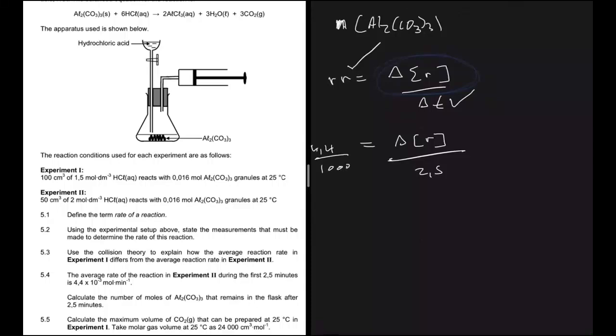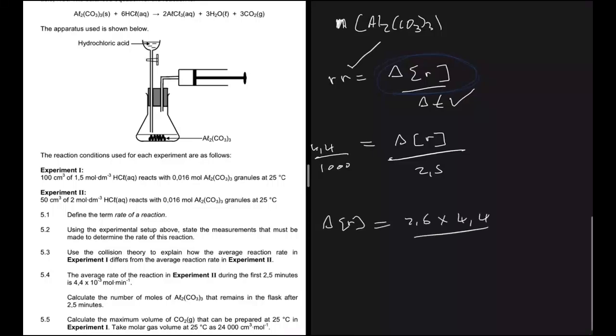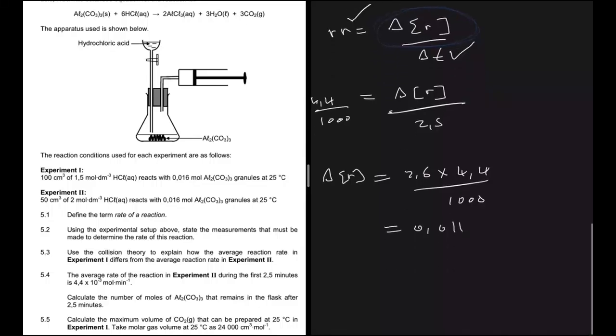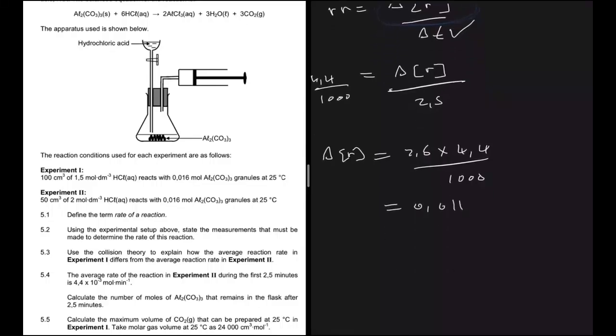And now if you make this the change in the concentration of R the subject, we get 2.5 multiplied by 4.4, everything divided by 1000. So let me go ahead and put that in my calculator real quick and see what I'm getting. So we have 2.5 multiplied by 4.4 divided by 1000. That is giving me 0.011. So what's the SI unit now?